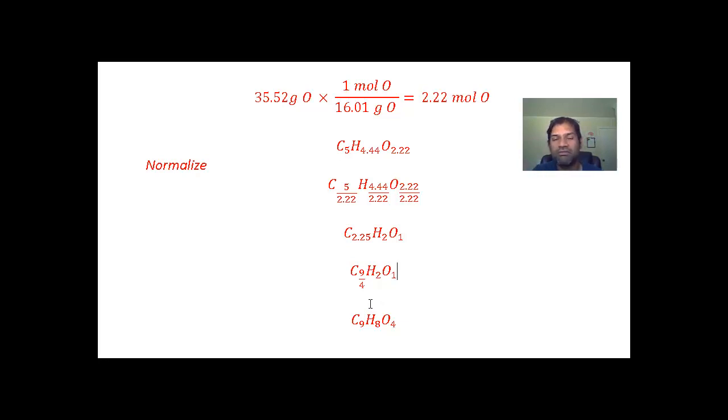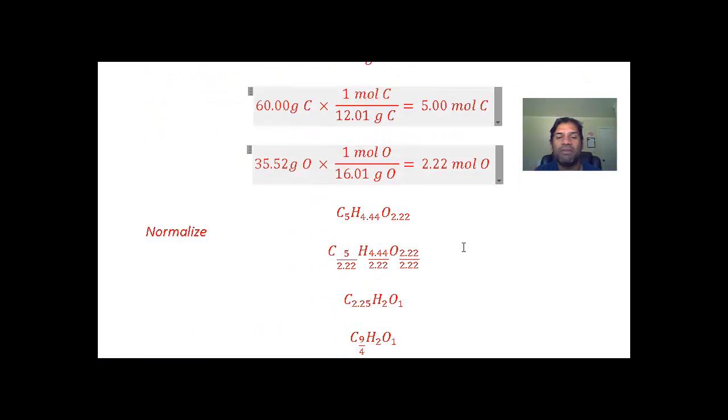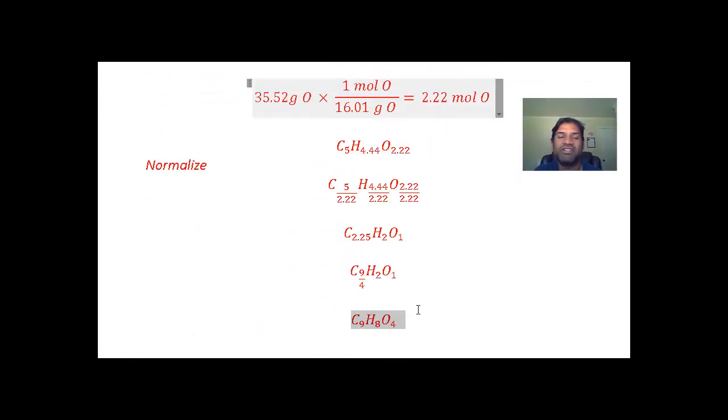A decimal is the same thing as a fraction, so I'm going to multiply this whole chemical formula by 4, sort of removing the denominator. So multiplying this whole thing by 4, we're getting C9, because the 4's cancel with the 4, C9H8 and O4. So the correct formula of aspirin based upon these mass percentages shown in the problem is C9H8O4.